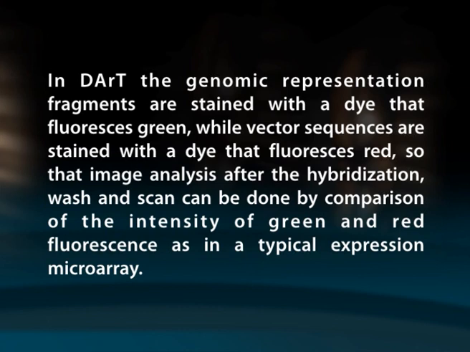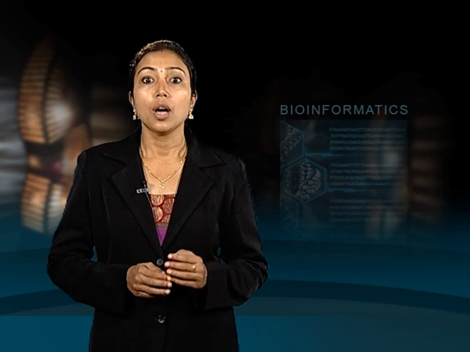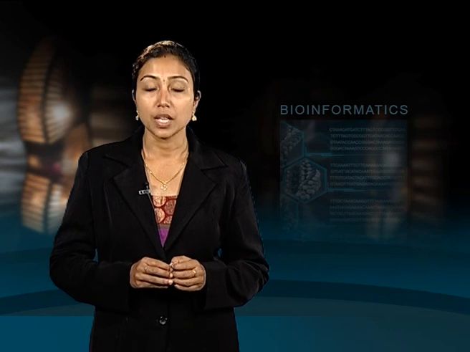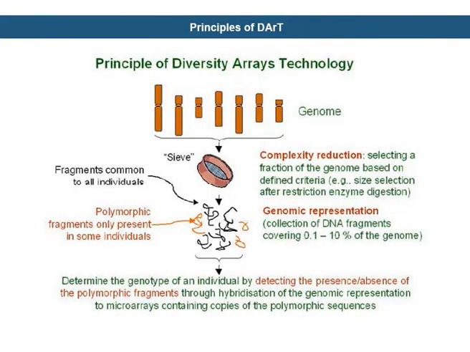After the hybridization, wash and scan can be done by comparison of the intensity of green and red fluorescence as in a typical expression microarray. The outcome is the genotype of the sample, a list of array features or spots hybridizing to a sample. The genotype is labeled showing presence or absence for each marker. Any standard genetic analysis software can then be used to analyze the data. The technology has significant advantages over the other array based single nucleotide polymorphism detection technologies in the analysis of polyploid plants.